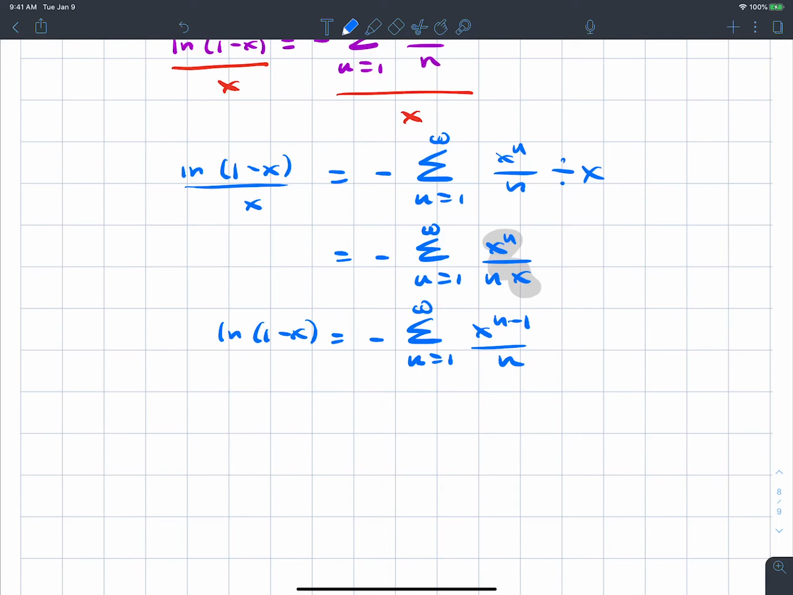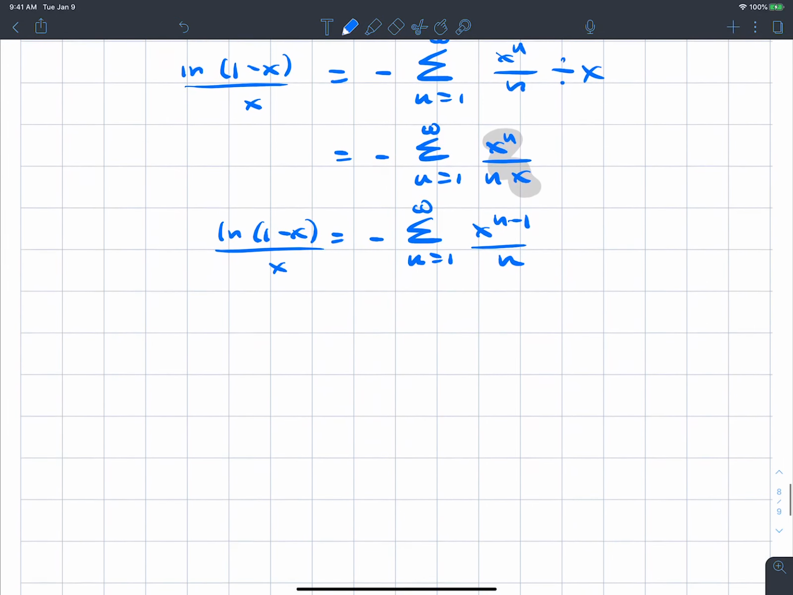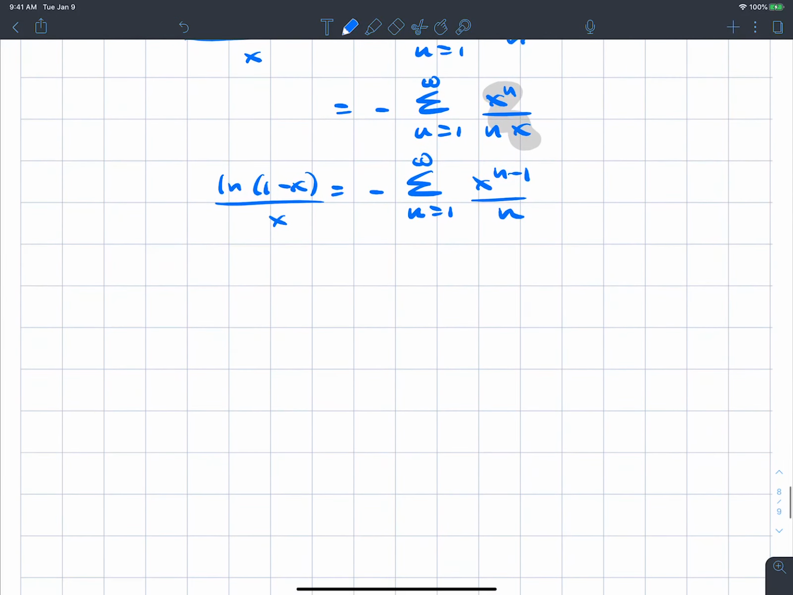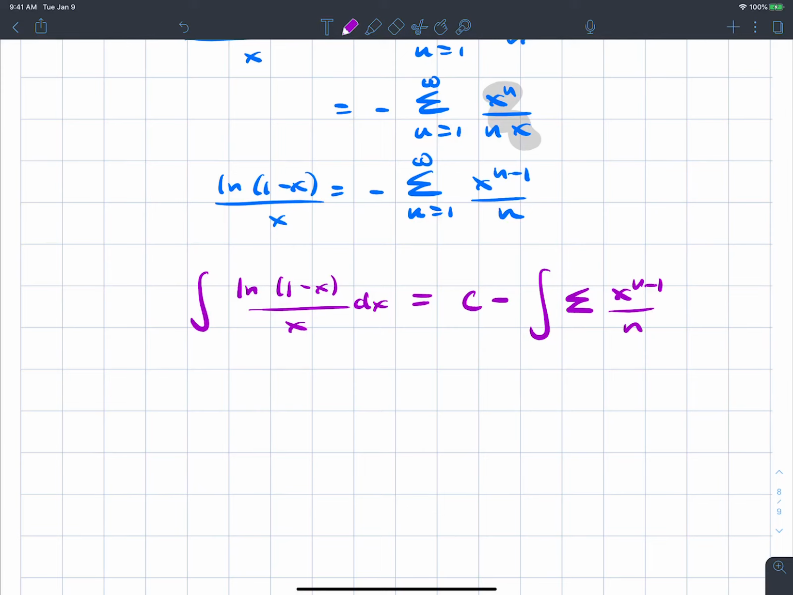So I got the power series expansion for this function. Now, they want me to integrate here. So that means the integral of the natural log of 1 minus x over x dx is minus, let's do the integral sign here. We're going to say this is going to give us a c minus the integral of the sum x to the n minus 1 over n dx.